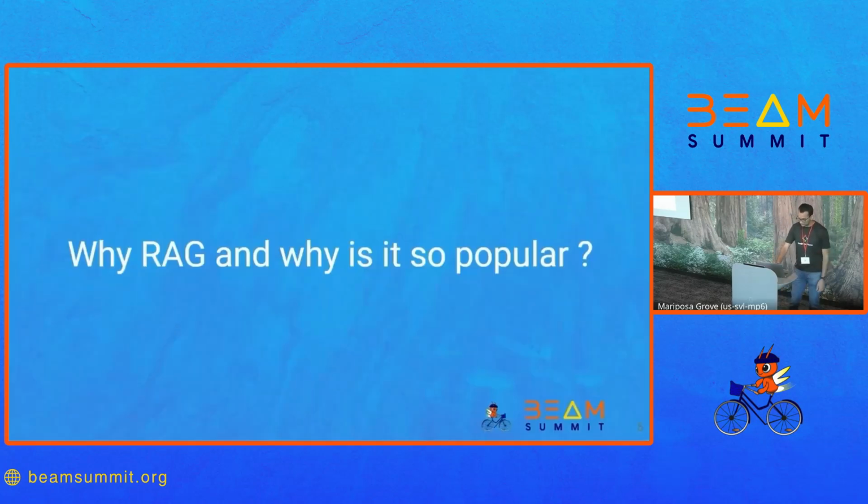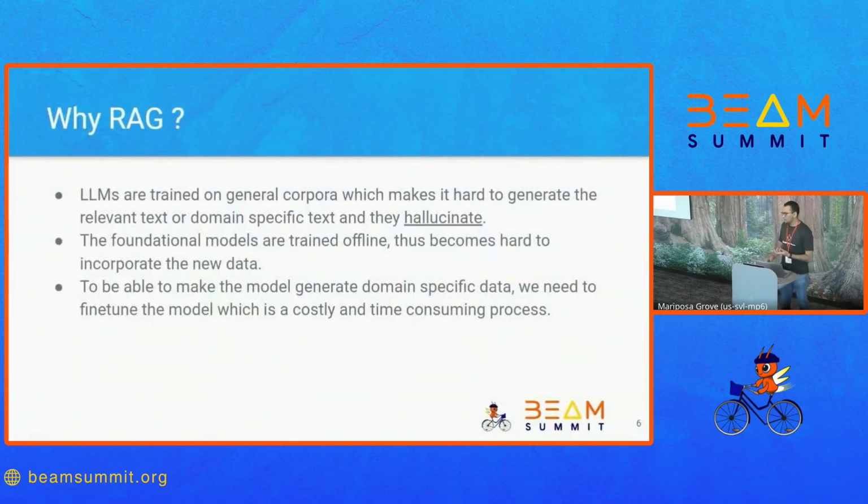So now the question is, why RAG? Why do we even need to use RAG, and why has it become so popular? There are a few limitations with the traditional large language models, such as they are not able to produce relevant text because they are trained on general text corpora, which makes it really hard for them. So they tend to hallucinate. That was one of the major reasons why RAG came into the picture, to reduce the hallucination that a lot of large language models do.